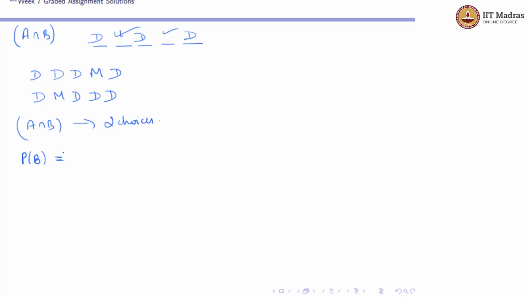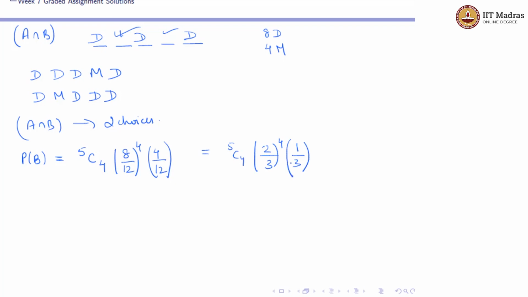It means 4 out of the 5 in the sample are dark. So you have to first choose 4 chocolates from the sample, and as you know, you had a total of 8 dark chocolates and 4 milk. So the probability of a dark chocolate is 8 by 12, to the power 4, and milk chocolate is 4 by 12 because we want only one milk chocolate. So this is 5C4, 2 by 3 to the power 4, and 1 by 3.